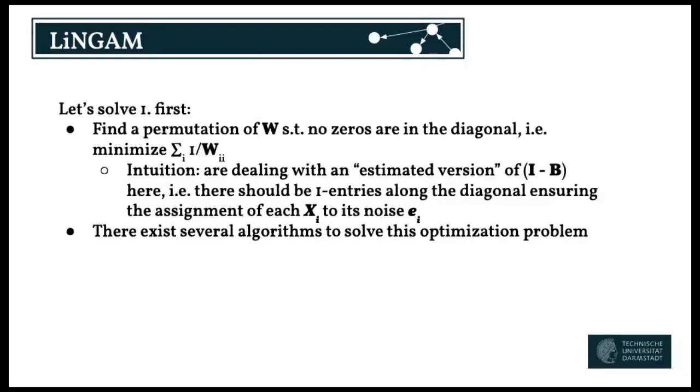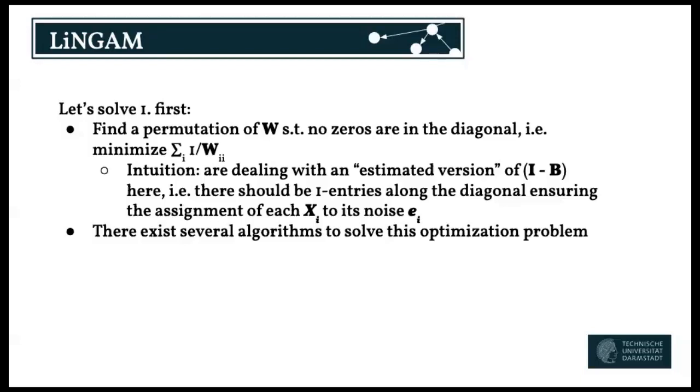So looking at the first problem, just intuitively, we have to find a permutation such that the diagonal is non-zero, which intuitively makes sense because remember the definition of A, which was I, so the identity matrix, minus B inverse, right? Due to the identity matrix, you have the diagonal filled with ones. These ones kind of ensure that you can represent this whole system in terms of the noise variables only. So making the diagonal non-zero makes sense, right?